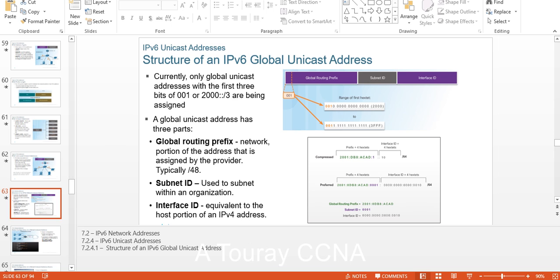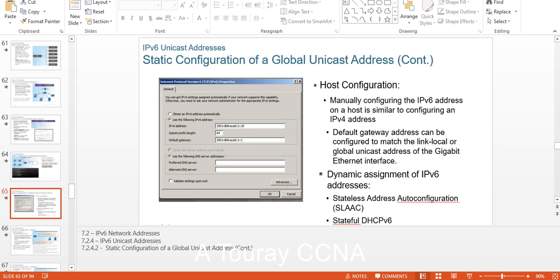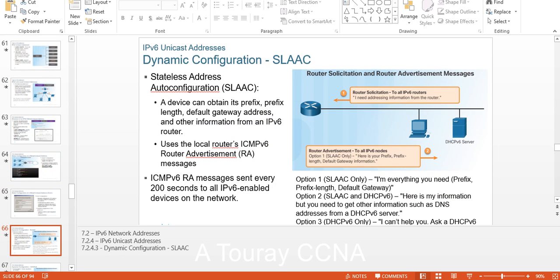The subnet ID is used to subnet within an organization, just like subnetting is done there. So the 16 bits is mainly for subnetting, and the last 64 bits are for the interface. So it's the first 64 bits that is divided into two: global routing prefix and subnet ID. That is exactly what they're trying to explain here. So that's how you do the configuration. I will take you through this configuration in our next subsequent videos.